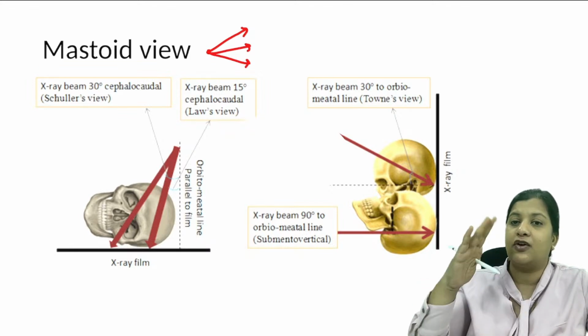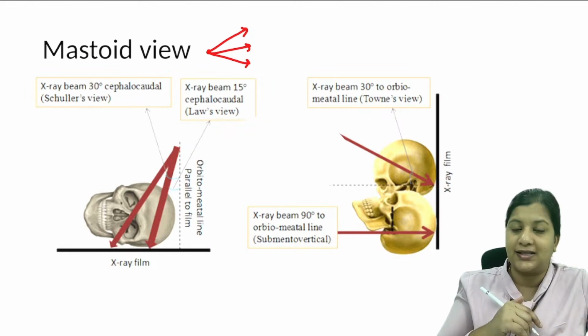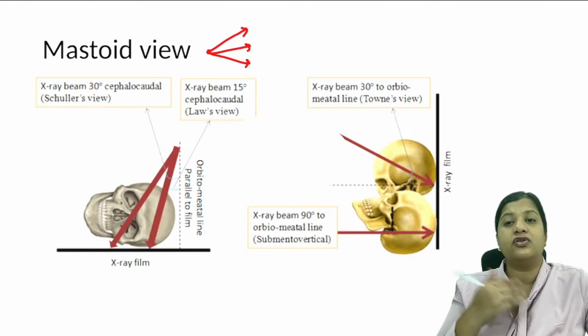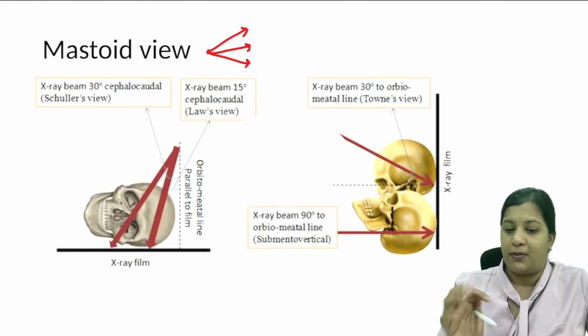Like they'll give you an x-ray of the paranasal sinuses and in one of the options you'll have the name of the mastoid x-ray. So to rule that out, we'll have to know the names at a bare minimum. Of course, if you can recall more than this, it's very good, but at least the 3 names you should remember. What are the 3 names?